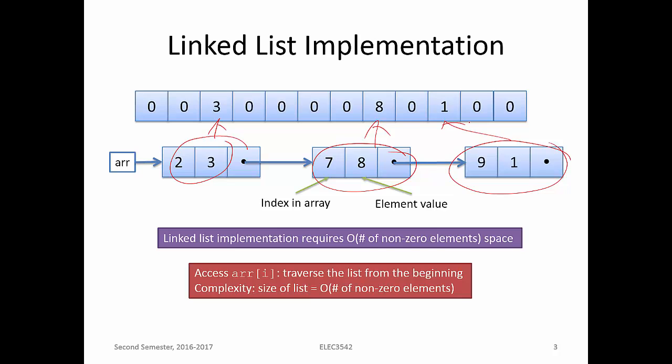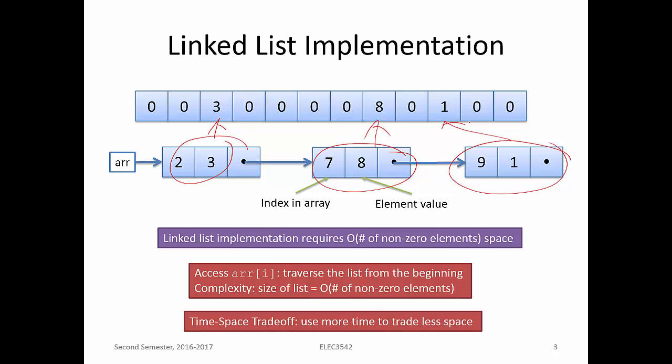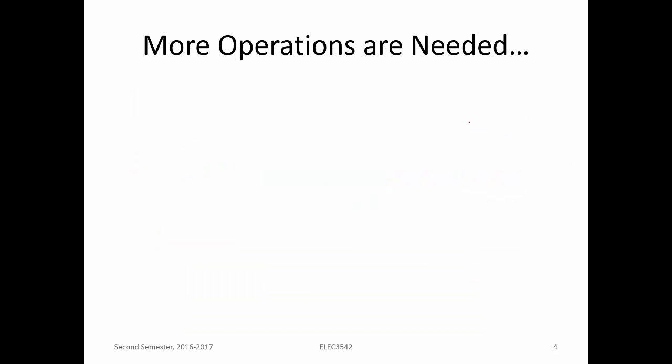The time complexity is no longer constant, but is related to the size of the list, which is the number of non-zero elements. That is, although we save some space in keeping the array, we may have to spend more time in some of the operations. This is called time-space trade-off. In using a new representation, sometimes we may need to implement additional operations for manipulating the data structure more efficiently.